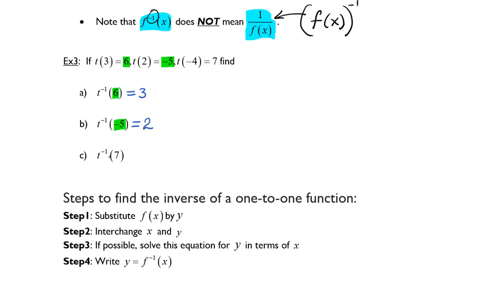T inverse of 7 means we're looking for an output of 7, which means T inverse of 7 is equal to negative 4. Because we were given a list of rules for the actual function. T of 3 equals 6, T of 2 equals negative 5, and T of negative 4 equals 7.